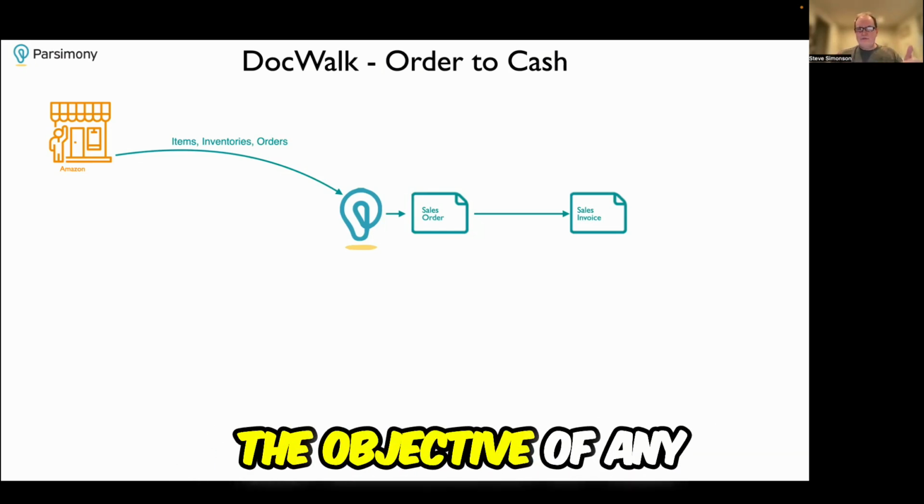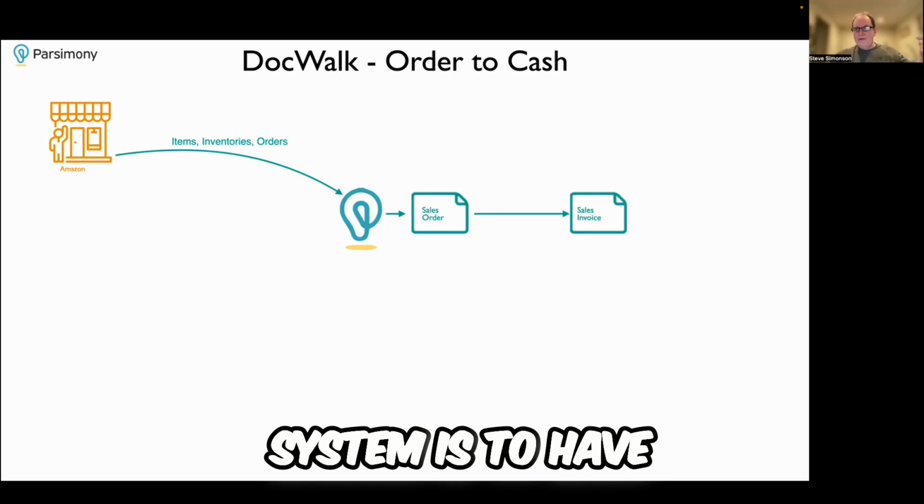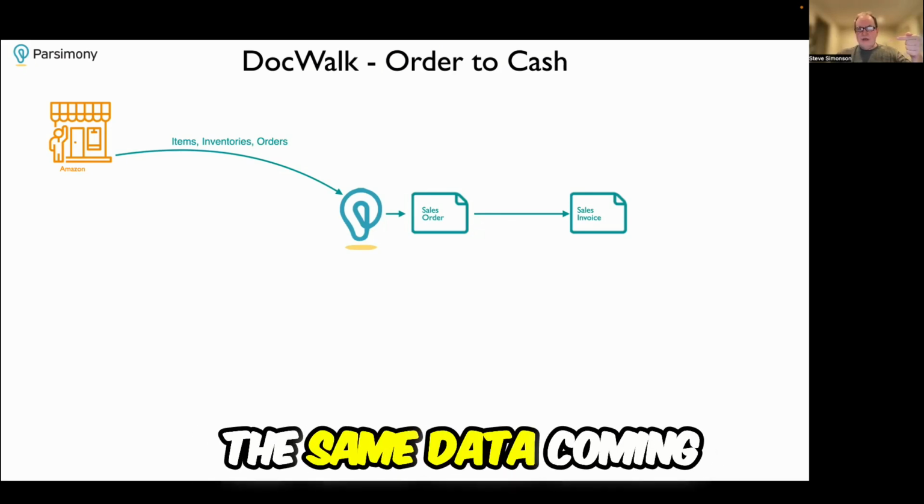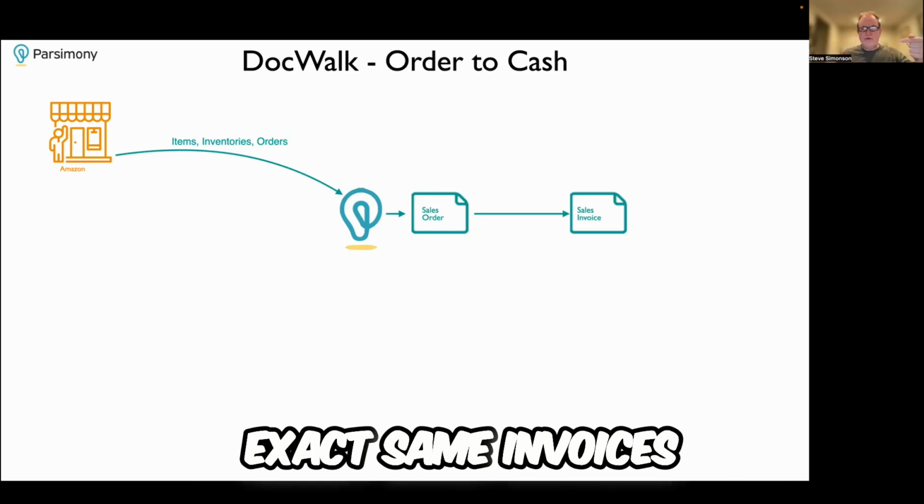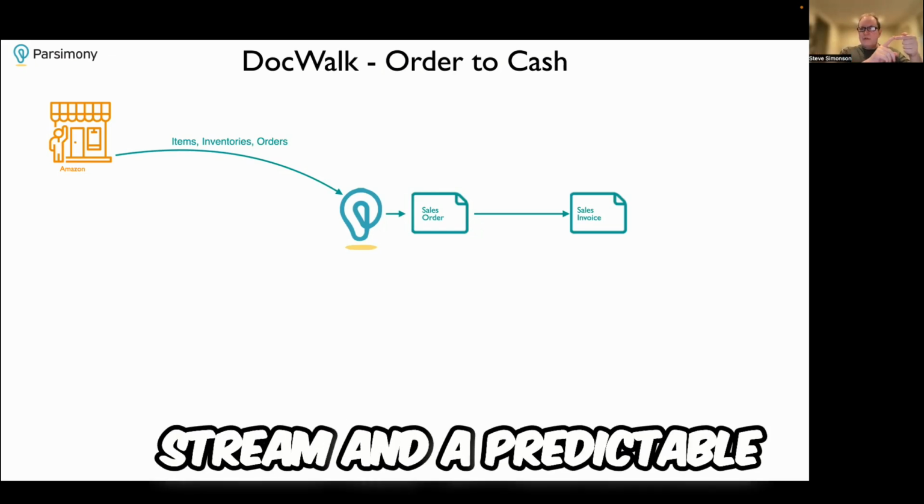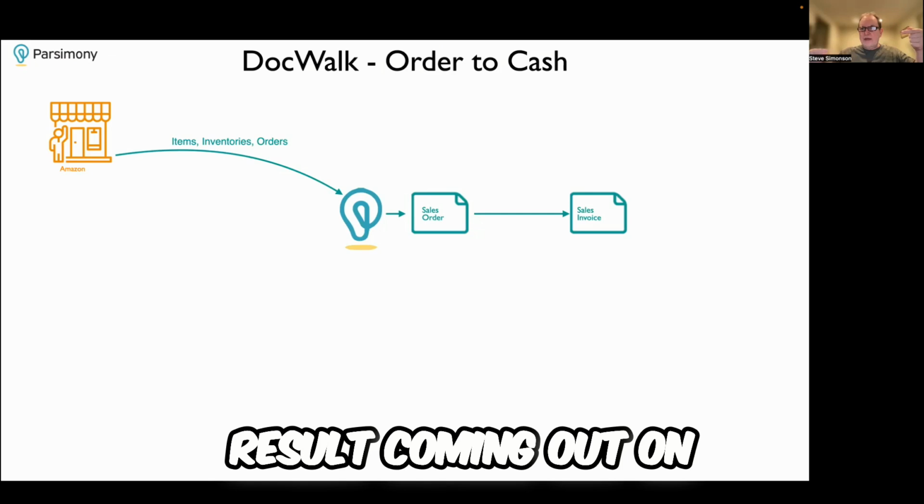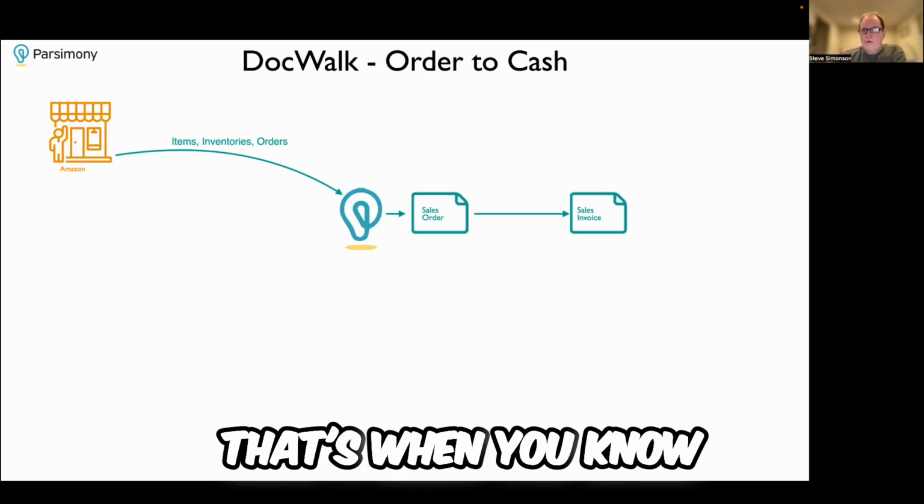As always, the objective of any system is to have the same data coming in over periods of time, the same types of data. I'm not saying the exact same invoices, but the same data stream and a predictable result coming out on the output side. That's when you know a system is working.